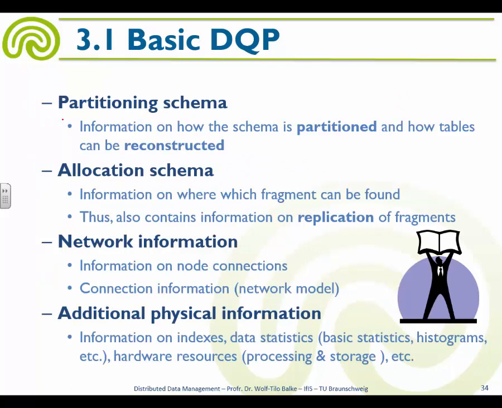Of course, we need more. We need data on the basic partitioning, right? How data is partitioned and how tables can be reconstructed. So, for example, why did we have to ship so little data in the previous example? Well, because the creature table was horizontally partitioned, right?